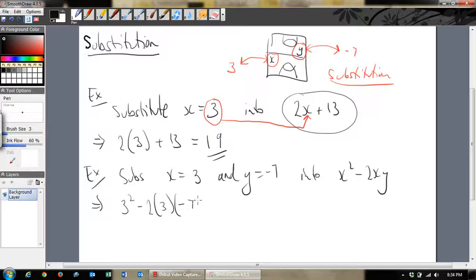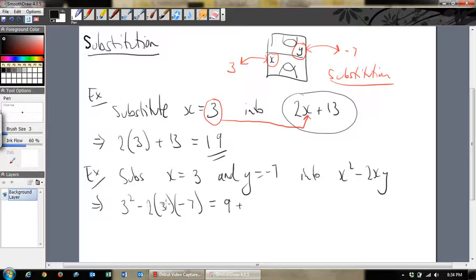Y was -7. Now just be careful with these, use BidMath, go slowly, do it one piece at a time, don't muck this up. This is often messed up by students. 3 squared is 9. What do we have here? We've got -2 times 3 times -7. So let's times all these together. Firstly, we've got a negative there and a negative there, so the answer is going to be positive because we're timesing a negative by a negative.